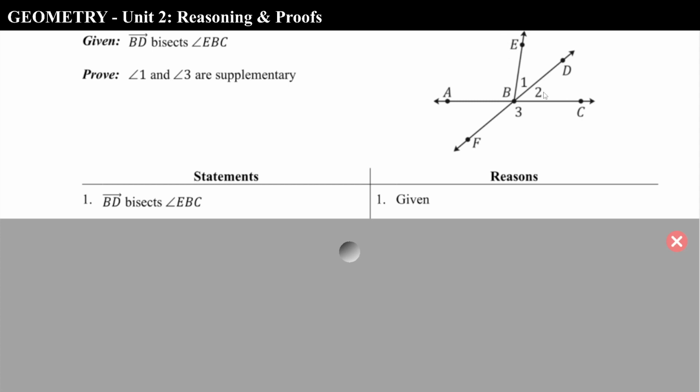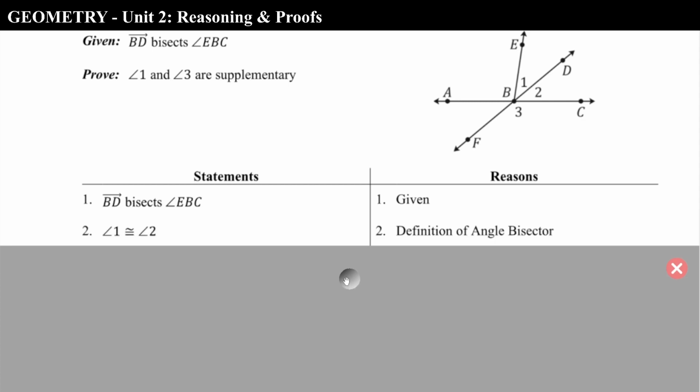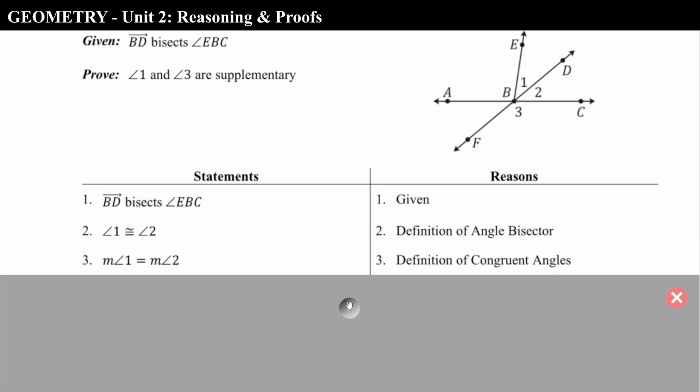Angle 1 and angle 2 are congruent because of the bisection. So that's the definition of an angle bisector. Angle 1 and angle 2 are congruent. And if they are congruent, then the measures must be equal, which is from the definition of congruent angles. And that's everything that we can do off of what's given. So let's look at our figure for more observations. Well, let's look at what we're trying to prove. We're trying to show that 1 and 3 are supplementary.